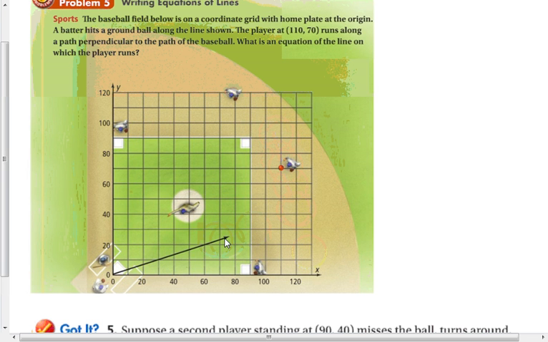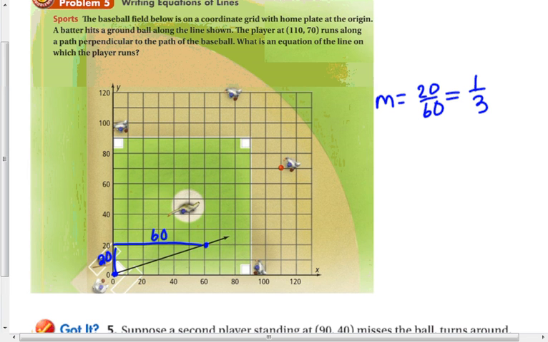In order to find the path that the player will be on, we need to know the slope of the line that the ball is on. I'm just going to use a couple points from the graph to get that, and I'll use rise and run for the slope here. So I'm going up 20 and over 60. So the slope is 20 over 60, which simplifies to 1/3.